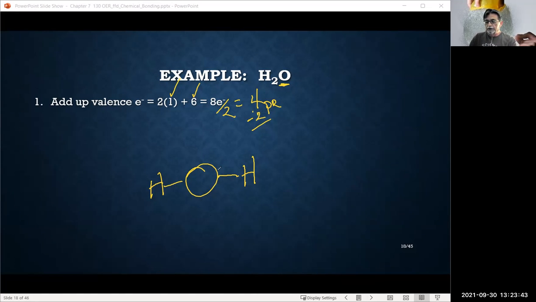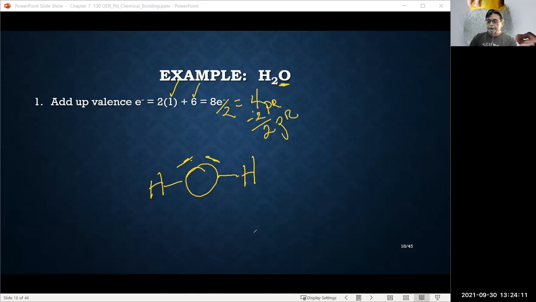So that took care of 2 pairs, and I have 2 pair left over. I have to put them someplace. I cannot put them on hydrogen, because hydrogen now is happy with its duet. It's got a pair shared with the oxygen. So for both hydrogens, I can't put them there. The only logical place to put them is on the central atom, so I can very quickly just draw 2 lines right there.